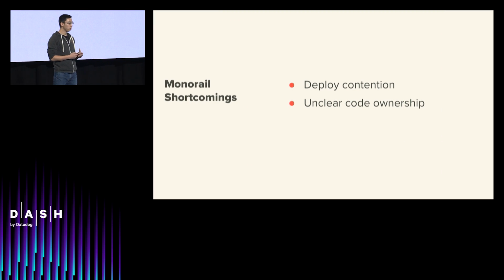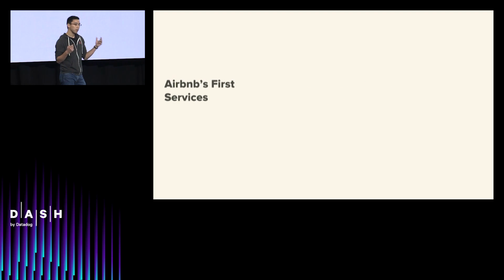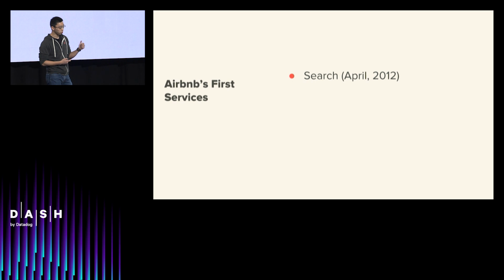So for us, these are the most significant challenges with our monorail: deploy contention and unclear code ownership. And by 2012, these limitations were beginning to hinder our productivity in noticeable ways. As it so happens, also in 2012, it was the year when we first started to build services outside of monorail for the first time. Our very first service was a search engine that helped us more quickly respond to user queries based on date and destination.